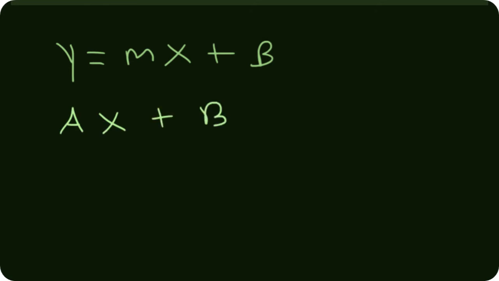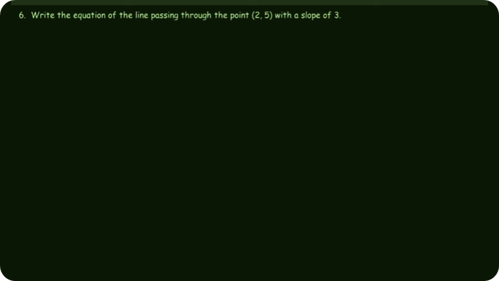These three forms you need to be familiar with. This is known as slope-intercept form. This is called standard form. And then this equation is the point-slope form. Number 6, write the equation of the line passing through the point (2, 5) with a slope of 3.